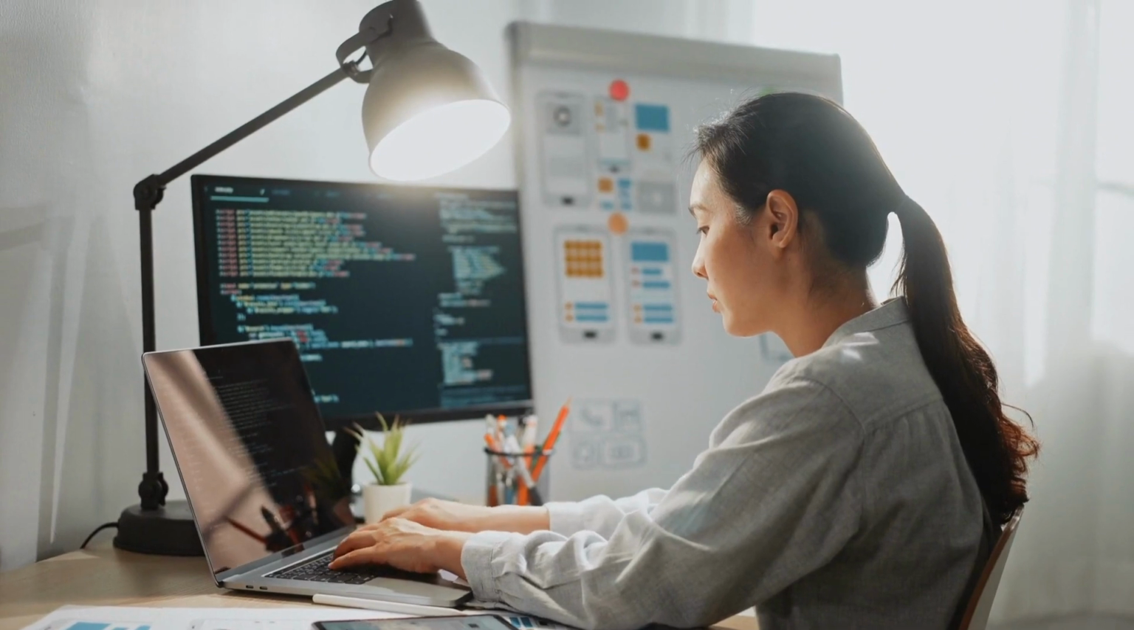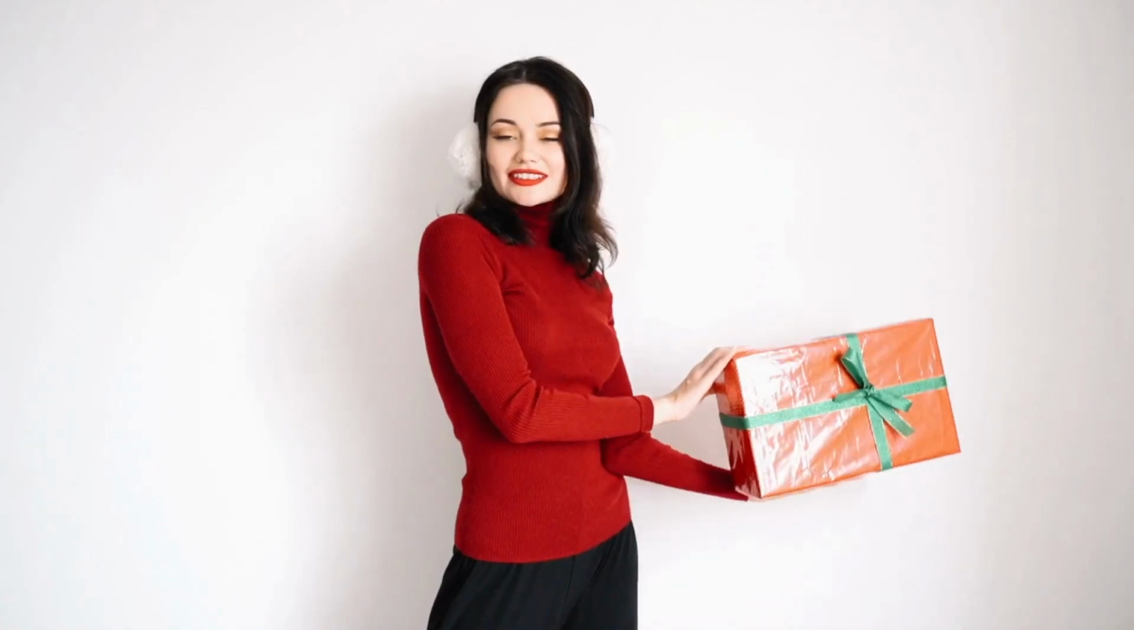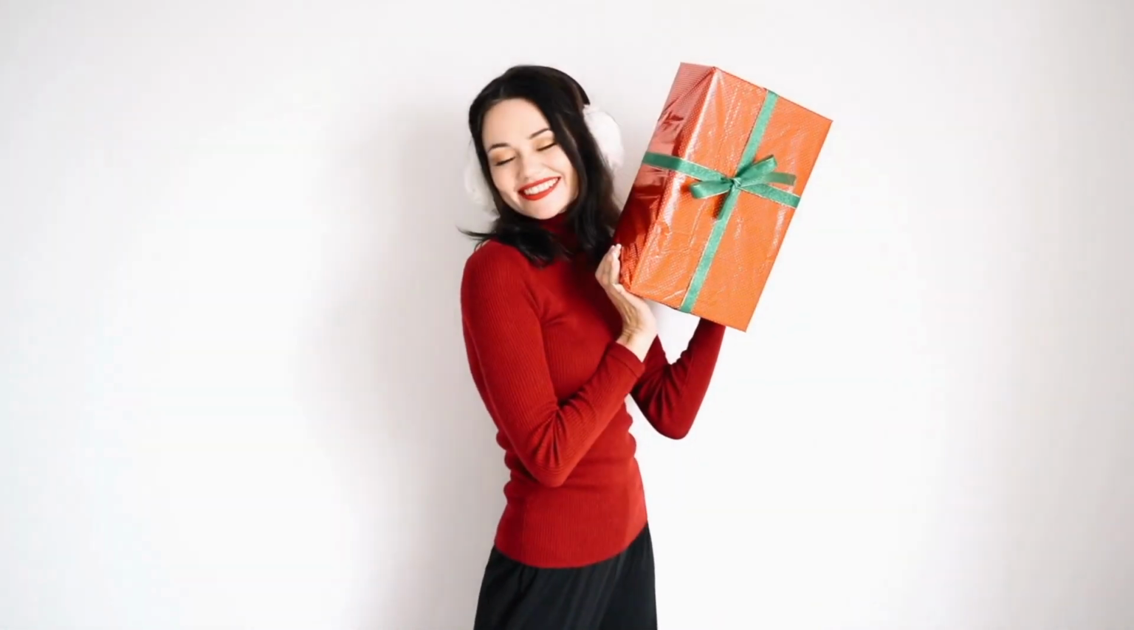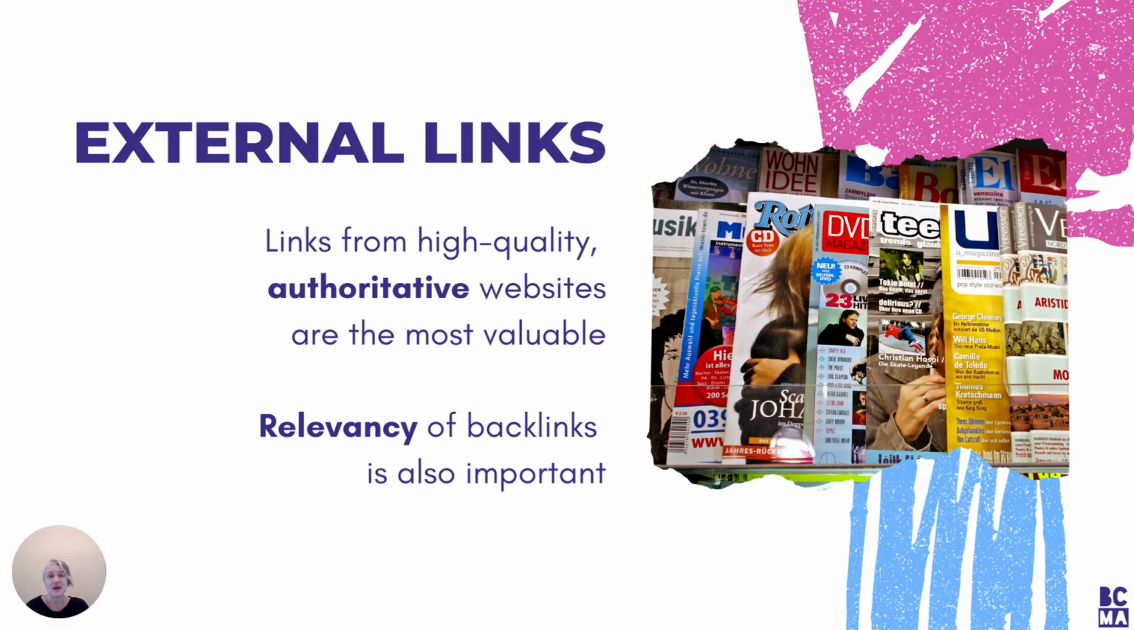But getting links from websites that are relevant or related to you in some way can be really helpful, whether that's getting a link because you were featured in a gift guide, maybe you make eco-friendly, zero waste products, and some blogger that writes about those types of products features you, does a product review, or mentions you in a gift guide. That kind of relevant link back to your website is going to be really, really helpful.